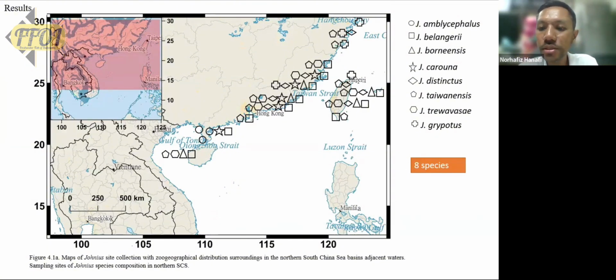Okay, so you can see here, I call it Northern South China Sea. I split it into 2: Northern South China Sea and Southern South China Sea. Northern South China Sea comprises China, Taiwan, and Northern Vietnam. In the Northern South China Sea, there are 8 species.